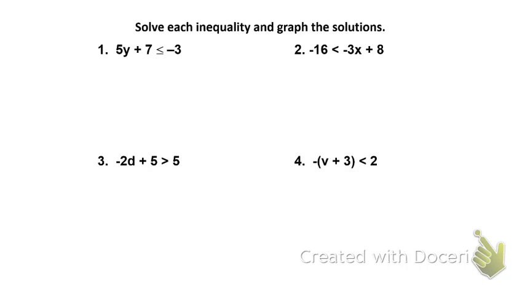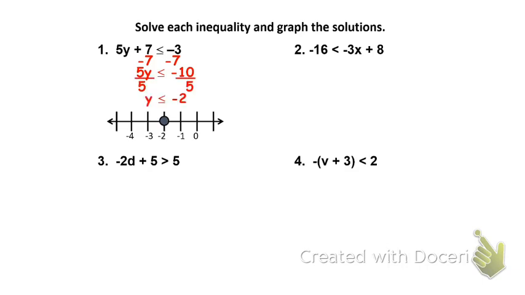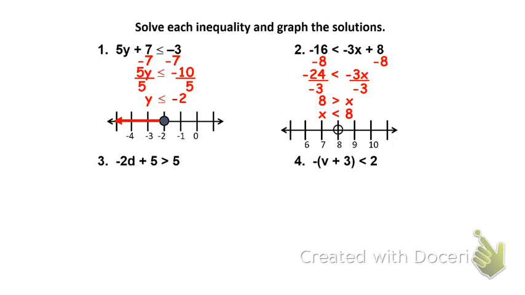Alright, hopefully you've had a chance to work these out. For the first one, we're going to subtract 7 from both sides, and then divide both sides by 5. We get y is less than or equal to negative 2, closed point, shaded to the left. For the next one, x is on the right-hand side, which means we'll reverse it at the end. We'll start by subtracting 8 from both sides, and then dividing both sides by negative 3. Because we're dividing by a negative, we'll flip the symbol. And we're going to flip it again when we rewrite x to the left-hand side. This is the open point, and shaded to the left where x is less than 8.